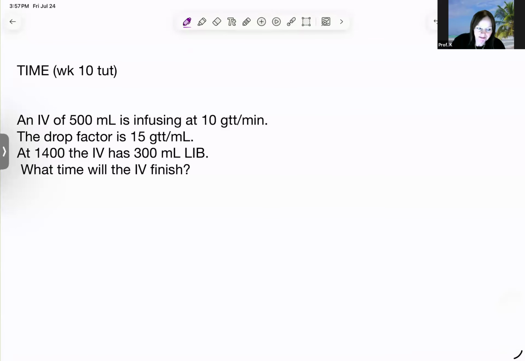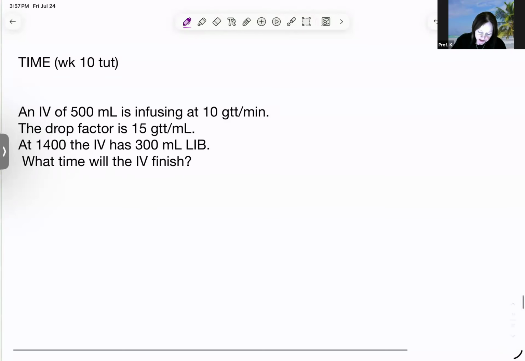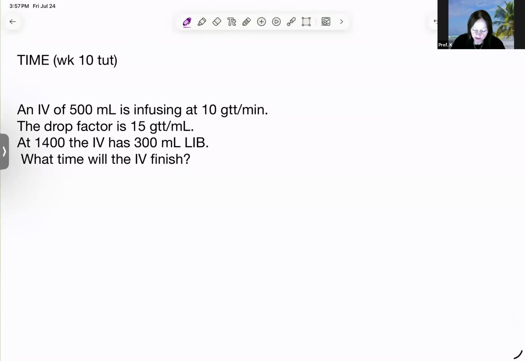So here's where military time comes in. We're solving for time. All right, so I want to read this question to you. An IV of 500 milliliters is infusing, meaning it's already going into the patient through gravity, 10 drops a minute. And because it's going through gravity, we have a drop factor of 15. But at 1400, the IV only has 300 milliliters left in the bag. LIB means left in the bag. What time will the IV finish? So it's asking you to solve for time.